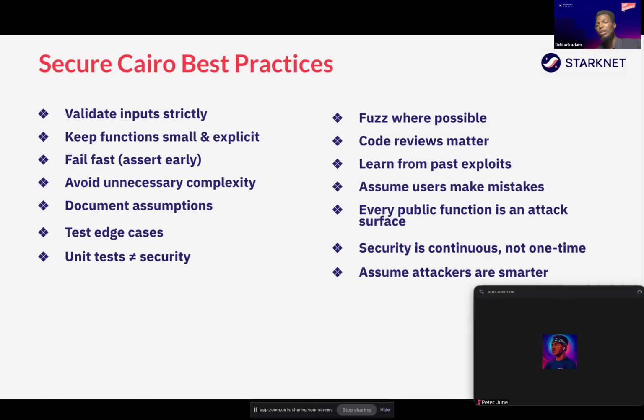Every public function is an attack surface. Yeah, this is true because it's not protected. Anybody can call public functions. You should always know that every public function is a way for an attacker to attack your contract. So it must be explicitly checked.